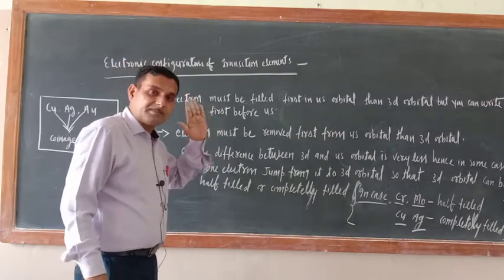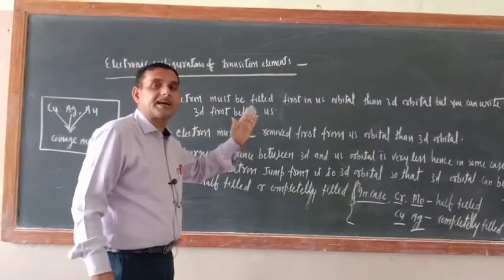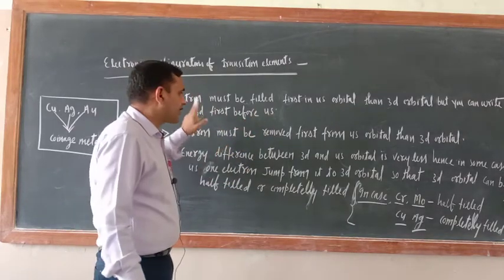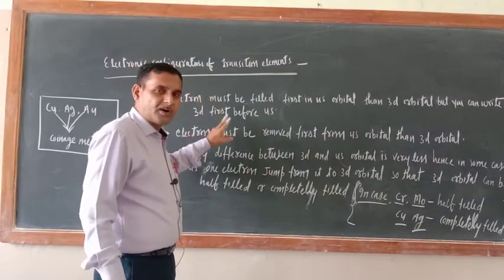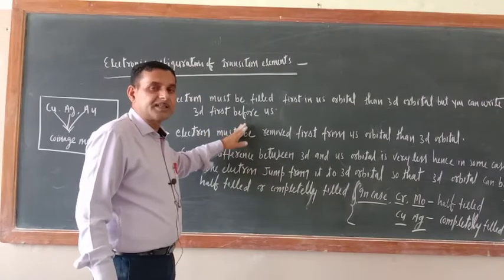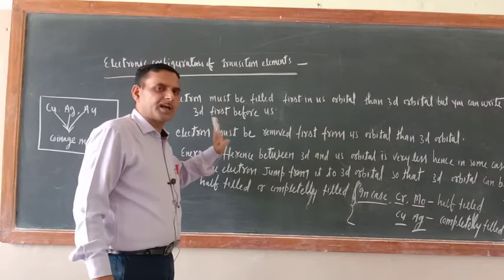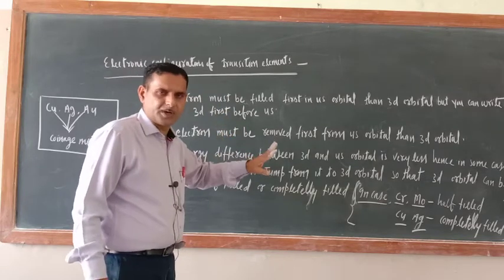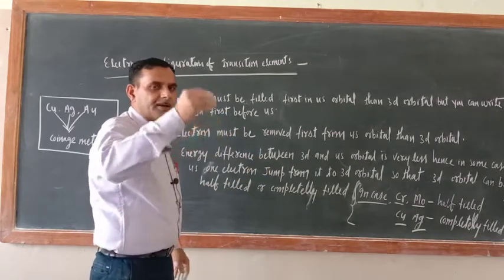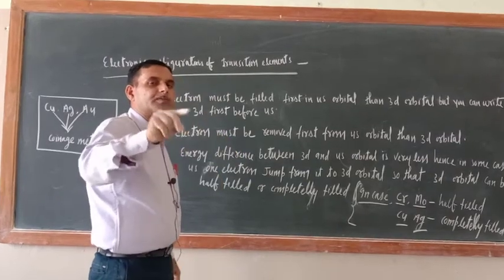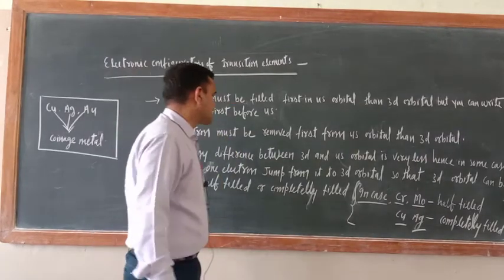The energy of 4s is less than that of 3d. That is why 4s orbital should be filled first, then 3d orbital. While writing, you can write 3d first, then 4s to maintain the continuity, but electrons should be filled first in 4s only. Let us see one example.